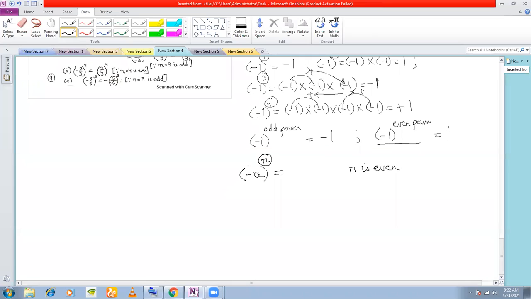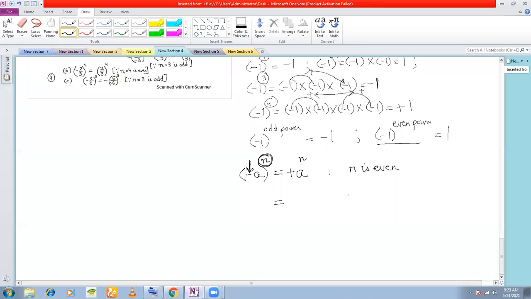If this power is even, then this minus sign here becomes a plus sign. Only if n is even. Then this minus sign, remember, will become a positive sign, and you can write this as plus e to the power of n.